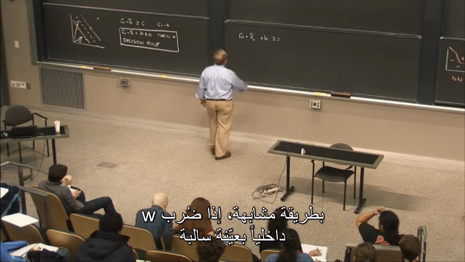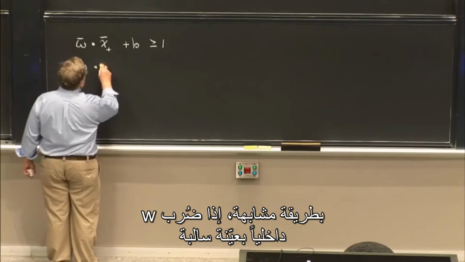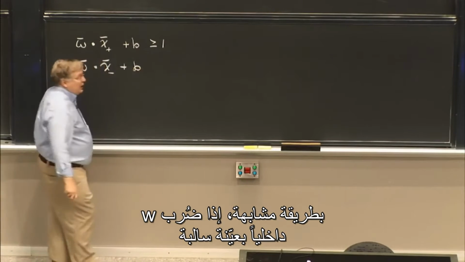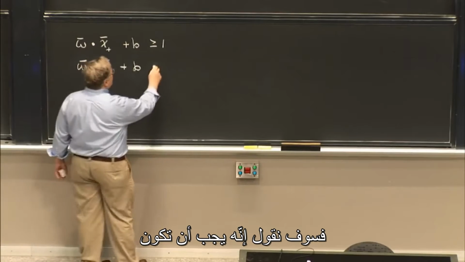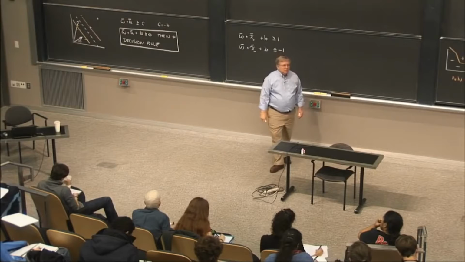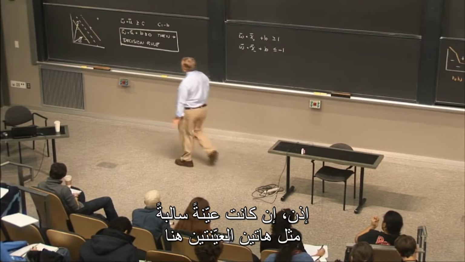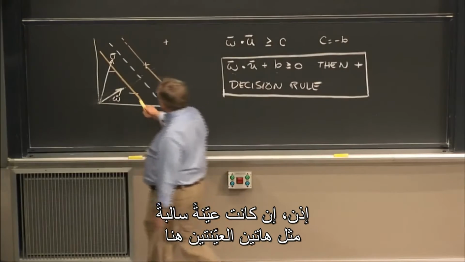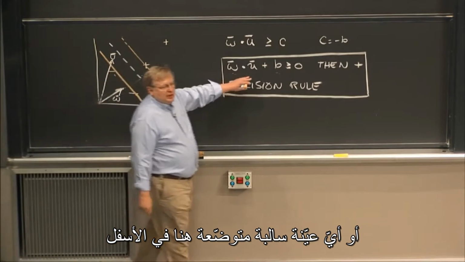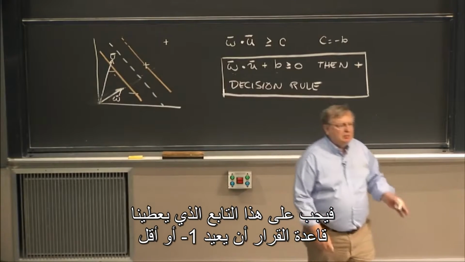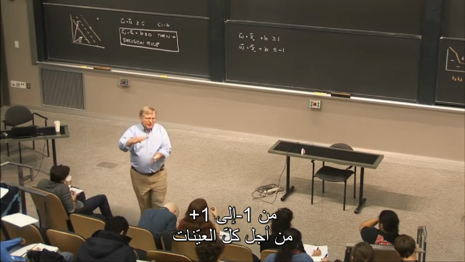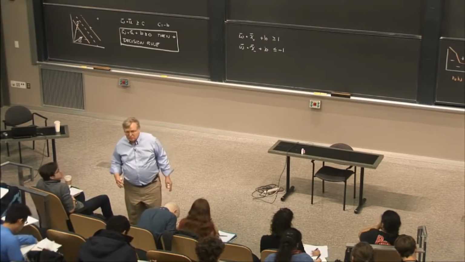Likewise, if w dotted with some negative sample is provided to us, then we're going to say that that has to be equal to or less than minus 1. All right? So if you're a minus sample, like one of these two guys or any minus sample that may lie down here, this function that gives us the decision rule must return minus 1 or less. So there's a separation of distance here of minus 1 to plus 1 for all of the samples.